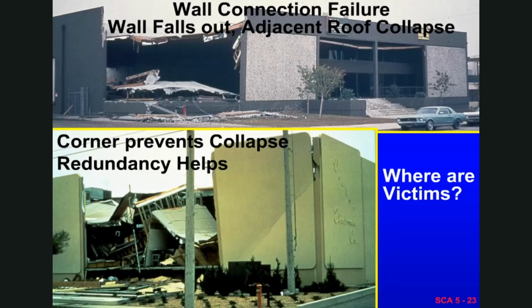The upper picture is a corner where the structure did collapse, and then part of the roof collapsed. And again, the victims would be located below that collapse.